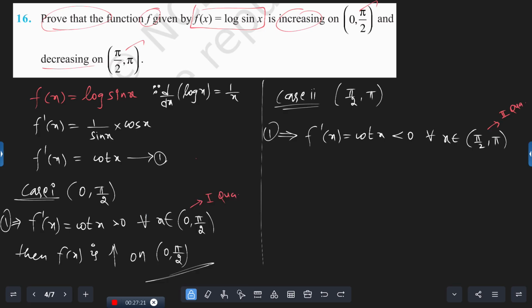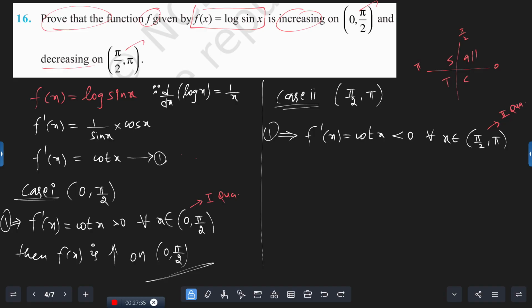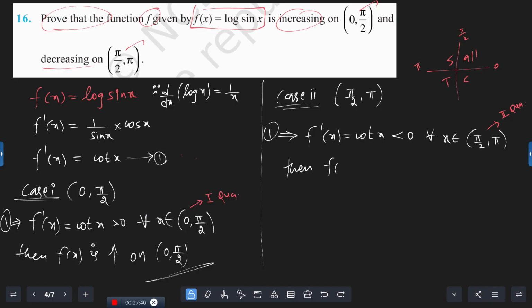You can use the "All Silver Tea Cups" rule. 0 to pi by 2, pi by 2 to pi. Right, that's it. Less than 0, so what do you have to say? Then it is a decreasing function. F of x is decreasing on pi by 2 comma pi. Understand? That's it. They asked to prove that in the first case it is increasing and in the second case it is decreasing. Yes, we have said it.